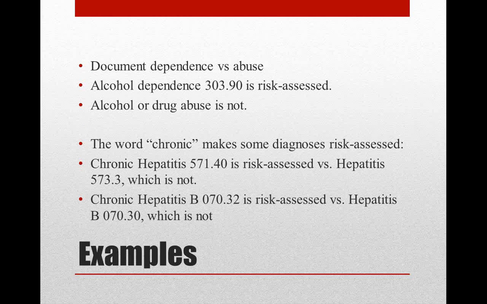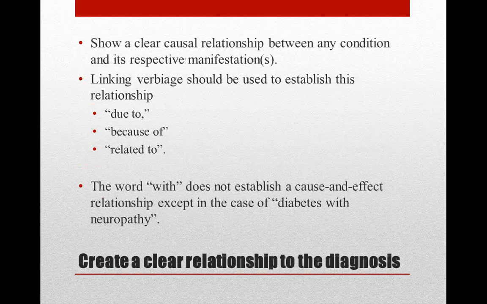Another example is dependence versus abuse. CMS does not recognize abuse as risk adjusted, but they do recognize dependence. You have to make sure you document that. The word chronic changes a lot of this. Chronic hepatitis is risk assessed, where hepatitis is not.